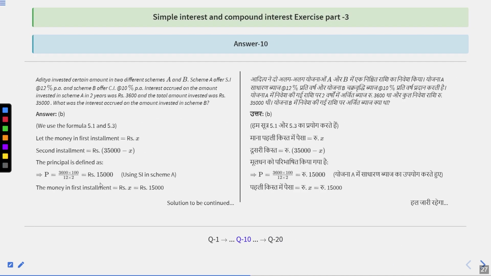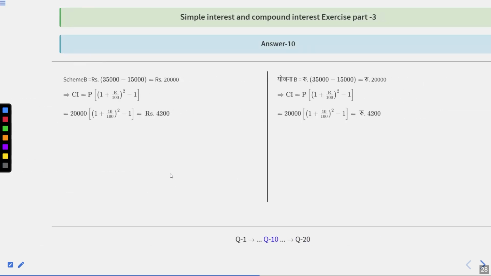Now let's see the solution. We use the formula 5.1 and 5.3. Let the money in the first installment be X rupees. So the second installment will be 35,000 minus X. Clear? So the principal is defined as P. So what will be the P? 3600 multiplied by 100 upon, because simple interest is given, which is 3600. So we can calculate P, which is 15,000. Clear? The money in the first installment X equals 15,000. So solution to be continued.